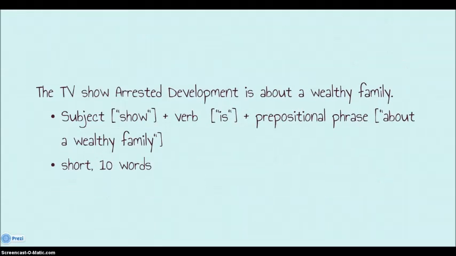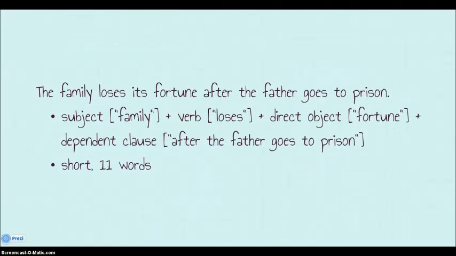Let's pull it apart. The TV show Arrested Development is about a wealthy family. Okay, well, we have a subject, show, and we have a verb, is, and a prepositional phrase, about a wealthy family. It's short, it's only 10 words. Moving on, the family loses its fortune after the father goes to prison. Well, we have subject, family, verb, loses, and a direct object here. We have fortune, family loses fortune.